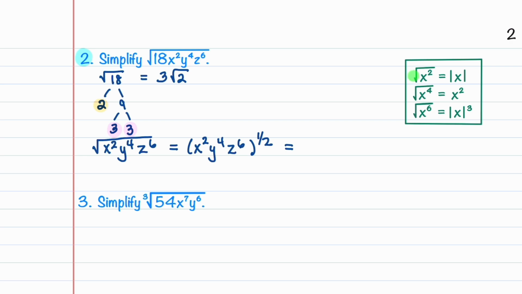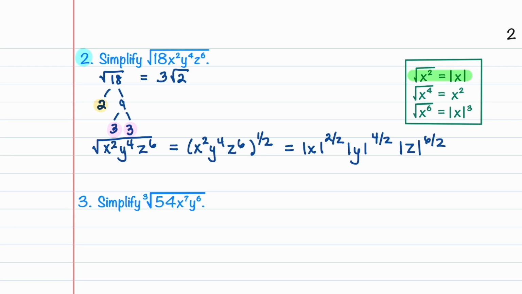The square root of x squared is the absolute value of x. And the reason for that is when x is squared, it becomes positive. So when we take the square root, we have to get back a positive quantity, which means we have to put the absolute value signs on the x. We're going to write this as the absolute value of x to the 2/2. We're just multiplying the exponents. And then the absolute value of y to the 4/2, and then the absolute value of z to the 6/2.